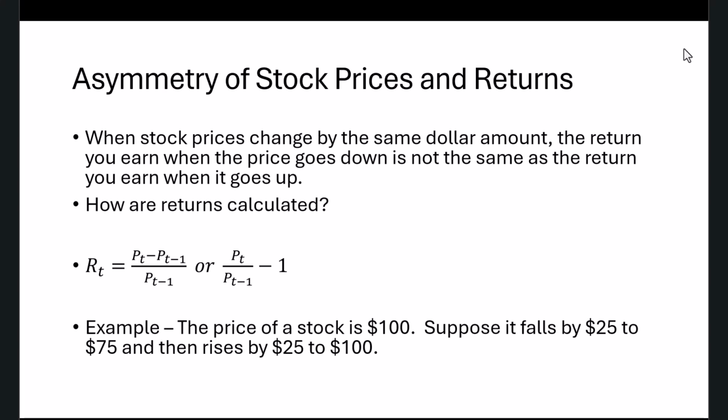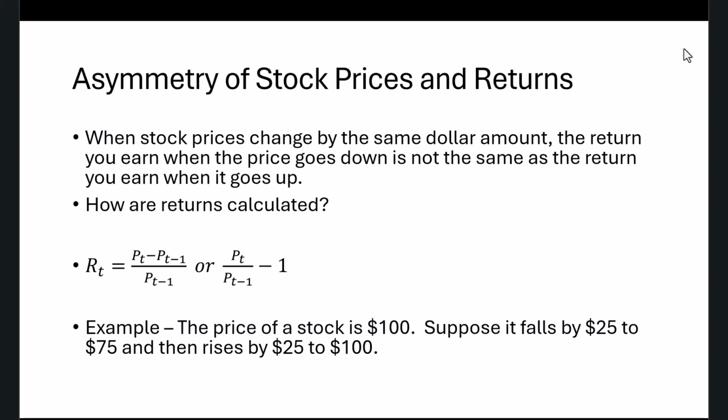Let's take a look at the asymmetry of stock prices and stock returns. So you might think that if your stock price fell by 50% and then the price rose by 50%, you would be back to where you started from. You would be even. But that's actually not true, because when stock prices change by the same dollar amount, the return you earn when the price goes down is not the same as the return you earn when it goes back up.